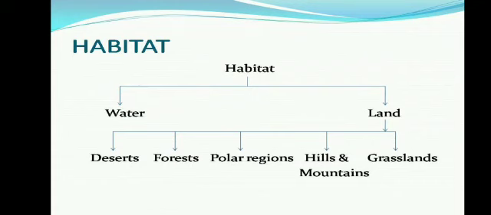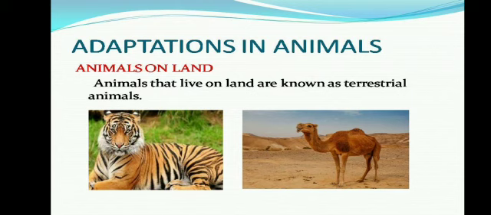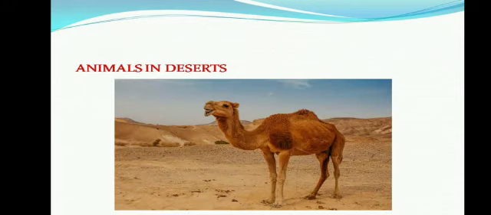See whether the plant or an animal can live on land or else in water. So, land can be further classified into five types: deserts, forest, polar regions, hills and mountains, grasslands. First, we are going to see about adaptations in animals. Animals on land. Animals that live on land are known as terrestrial animals. For example, camel in Thar Desert, Royal Bengal tiger in Sundarbans.